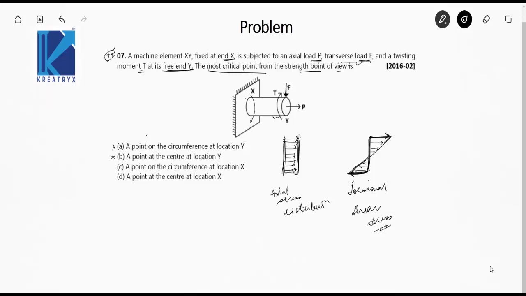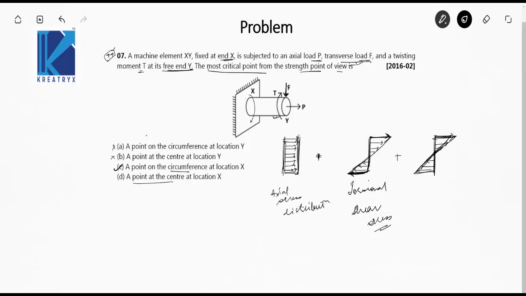Now you have to see that at location X, the most critical point from the strength point of view is a point on the circumference or a point at the center. So the bending stress distribution due to this transverse load F is again like this. You have studied this. This is passing from the center. It is also maximum at the top and bottom fibers. So add all of them. You will see that the most critical point from the strength point of view is a point on the circumference at location X, because the maximum stress is present there. This was a nice question.